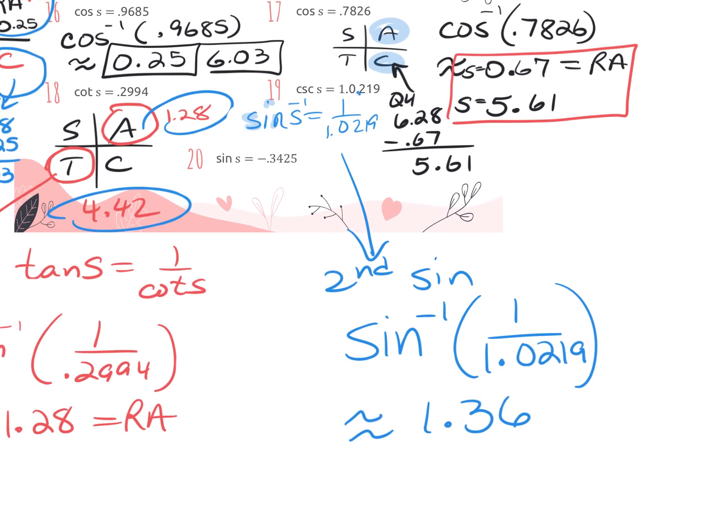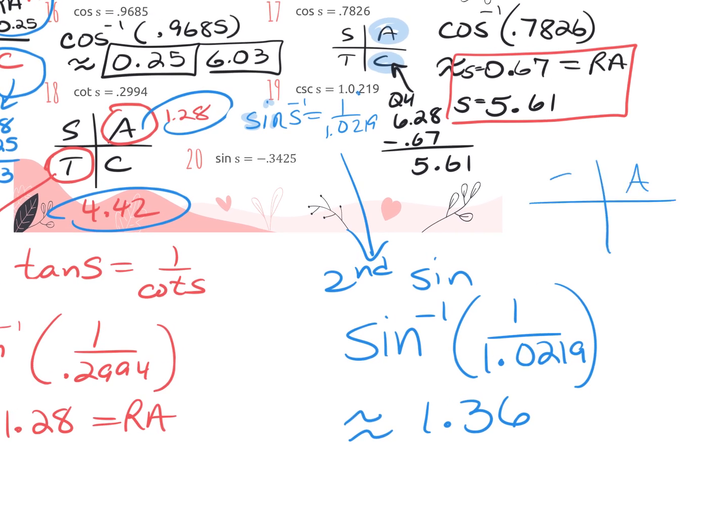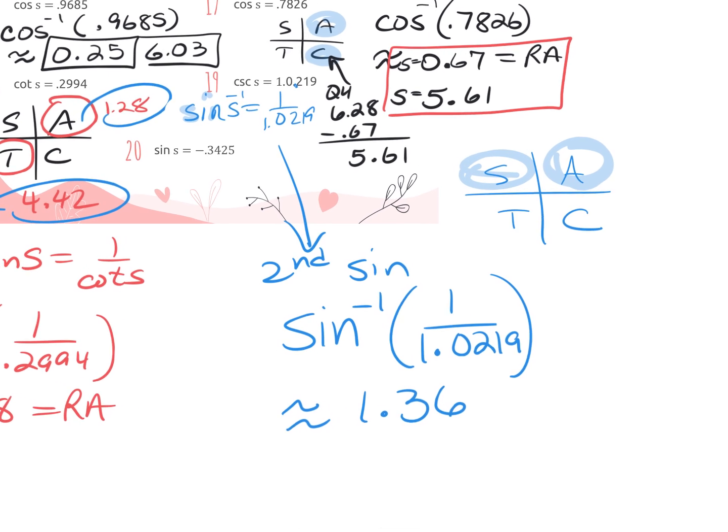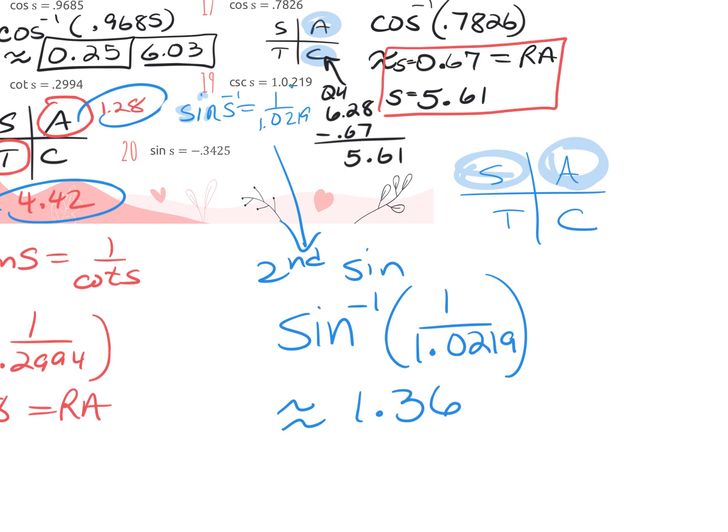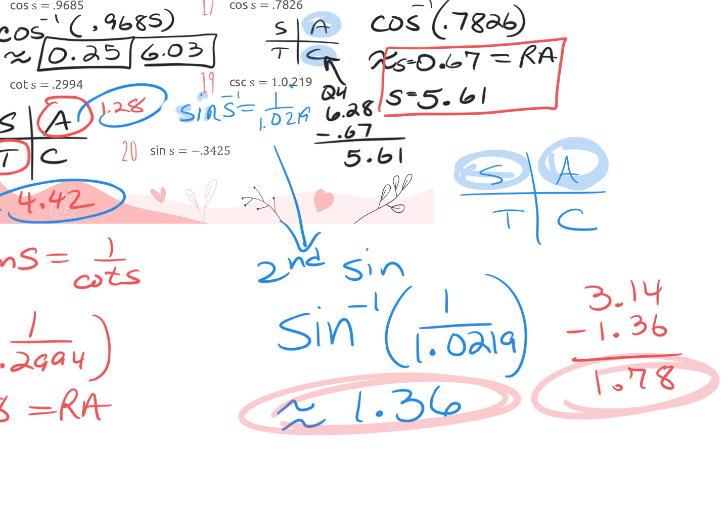1.36. So again, I still need to do my "all students take calculus." And I know that sine is positive here and here. So then now what I need to do is for quadrant 2, it's 180, it's not 180, it's pi, so 3.14 minus the 1.36. And once I do that subtraction, I'm going to get 1.78. So my two answers are going to be 1.36 and 1.78.